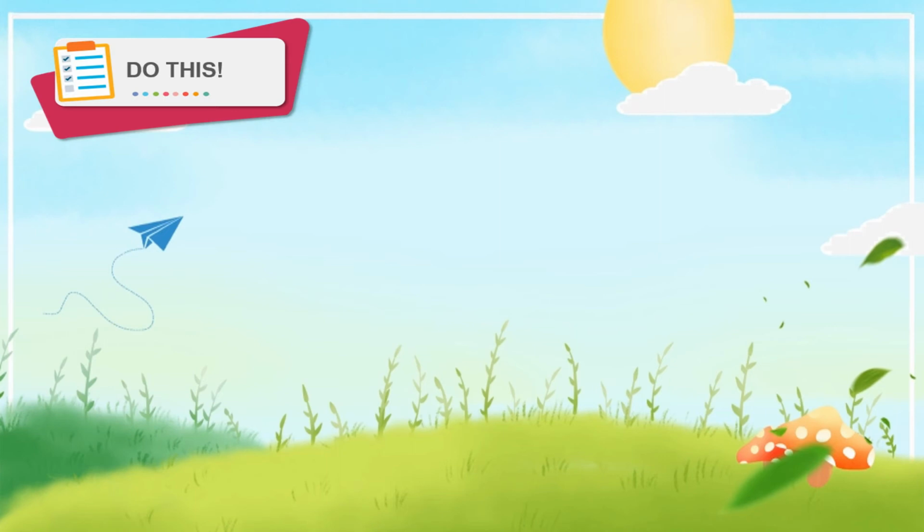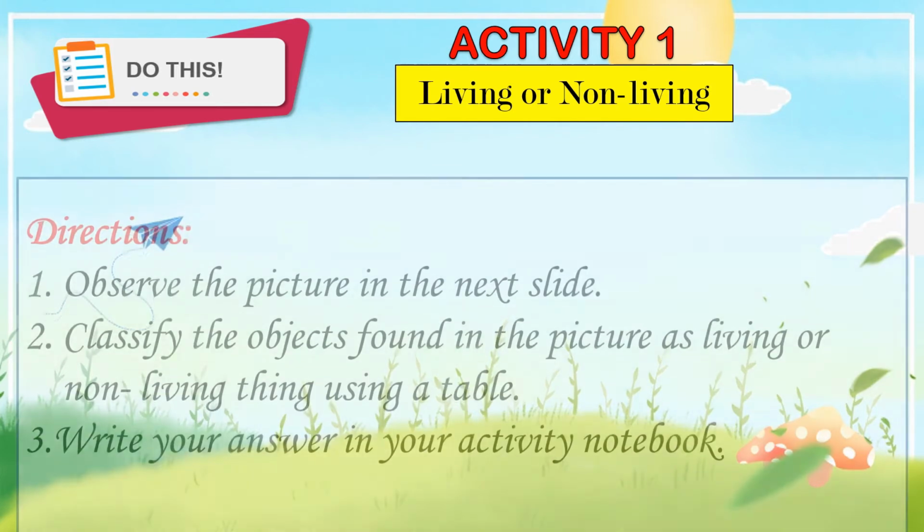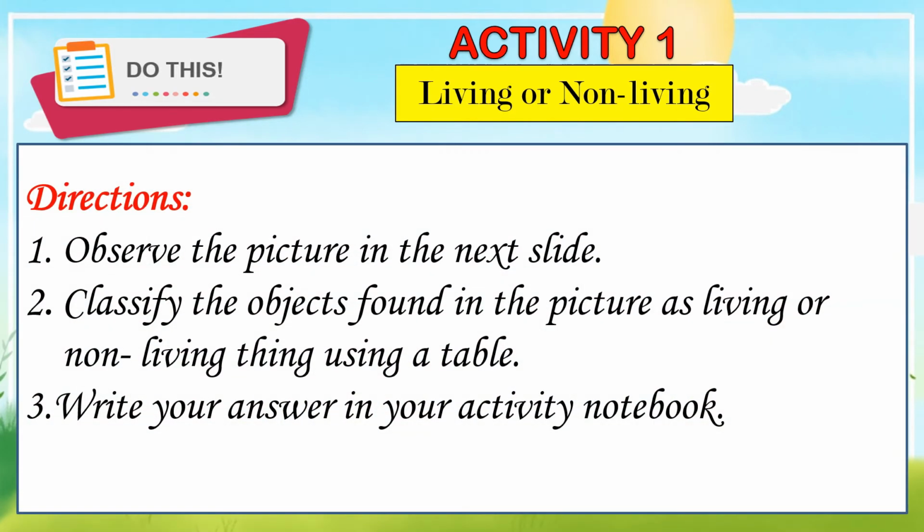Let's start the lesson by doing the first activity, entitled Living or Non-Living. Directions. Number 1. Observe the picture in the next slide. Number 2. Classify the objects found in the picture as living or non-living thing using a table. Number 3. Write your answer in your activity notebook.